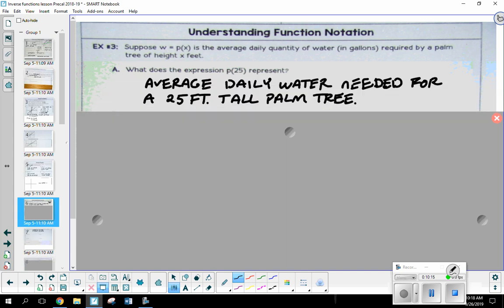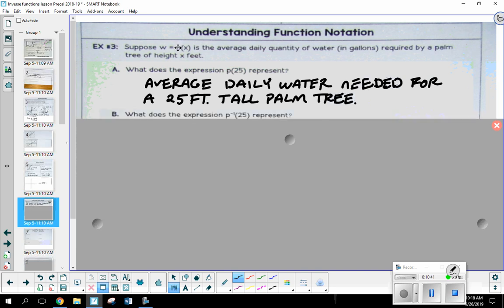For example, I said P of 25, that's the average daily water needed for a 25-foot tall palm tree. Okay? Just straight to the point. Doesn't have to be anything incredibly long. But the point here is I'm trying to help you say what it is that you're thinking. We need to be able to communicate. So let's try B.